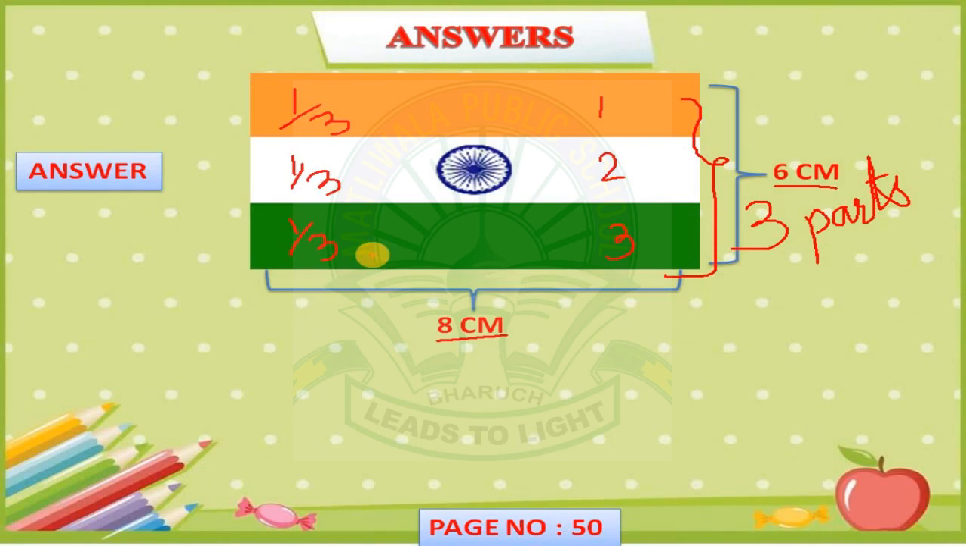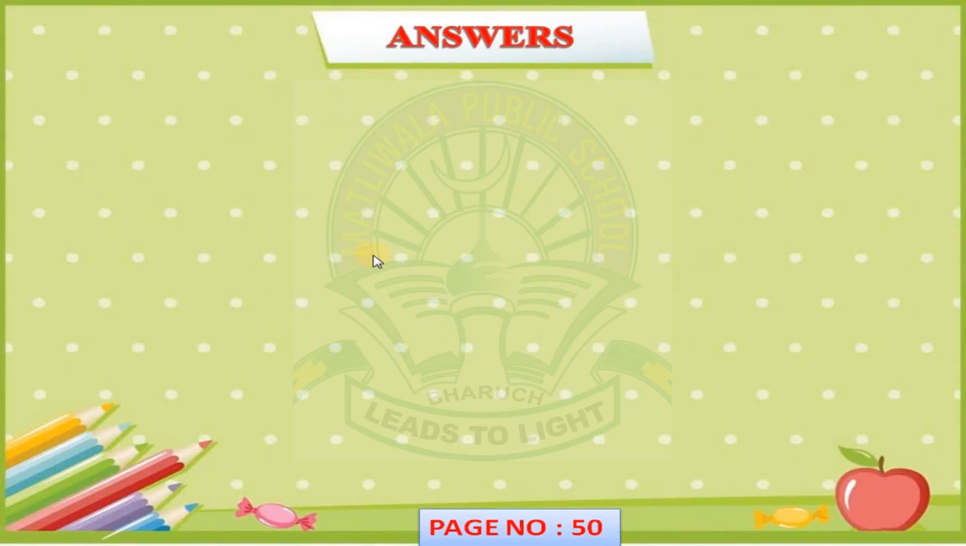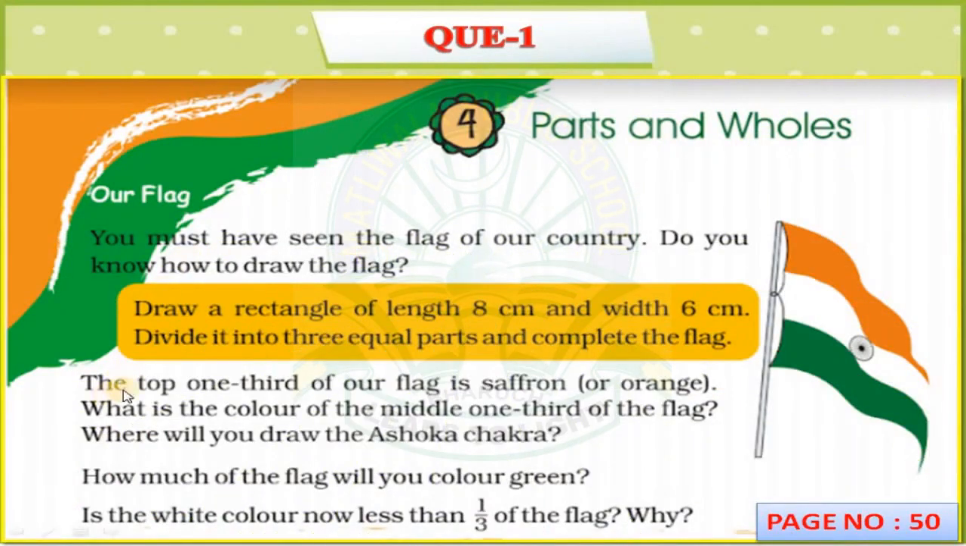Now we will move on to the second question. Read this. The top 1/3 of our flag is saffron or orange color. I have explained that to you. What is the color of the middle one third of the flag? The middle one is white. And where will you draw the Ashoka Chakra? This is your question number 2.